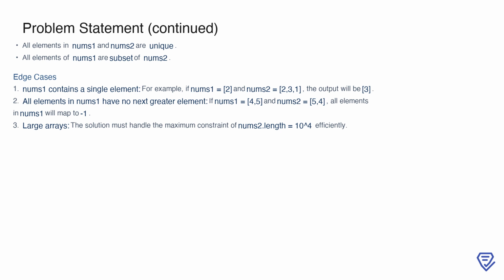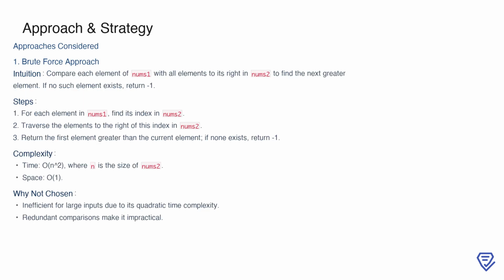Additionally, since nums2 can be as large as 10,000 elements, the solution must be efficient to handle large arrays within the given constraints. To solve the Next Greater Element I problem, one approach we can consider is the brute force method. The idea here is straightforward. For each element in the array nums1, we locate its position in nums2. Once we find it, we look at all the elements to its right in nums2 to identify the next greater element. If no such element exists, we simply return -1.